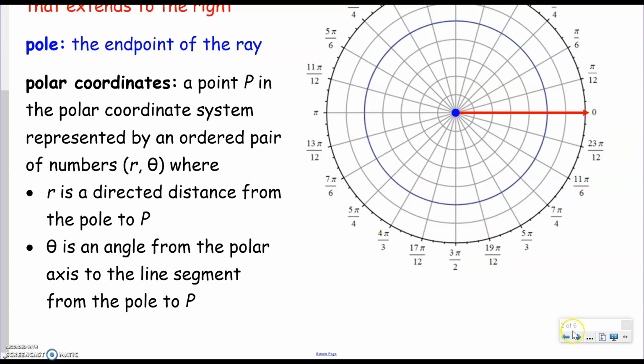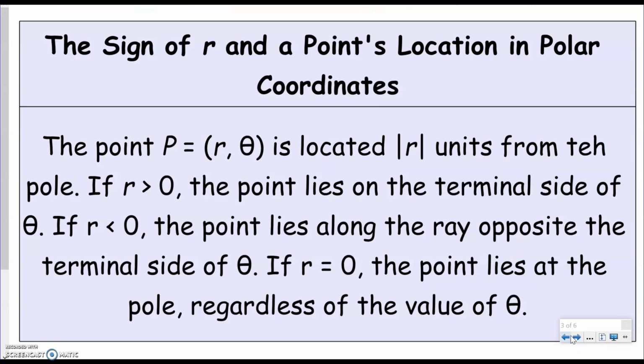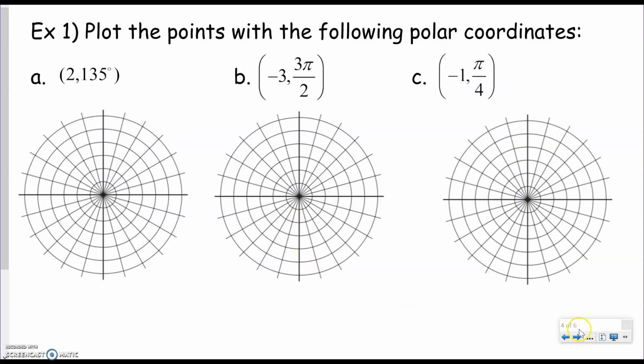Okay, before we do that, we have the sign. So there's a typo there. I apologize for that. It's located the absolute value of r units from the pole. If r is greater than 0, the point lies on the terminal side. If it's less than 0, you have to go the opposite direction. So if you have a negative r, that means you would go to the positive r and then reverse it, so kind of reflect it across the origin. If r equals 0, then the point lies at the pole or the origin, regardless of the value of theta.